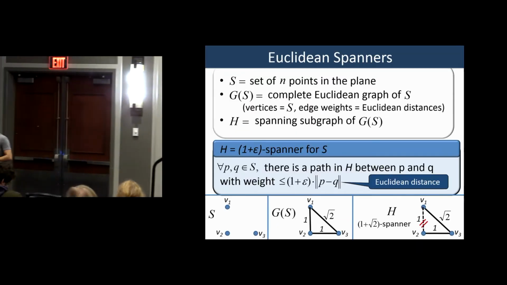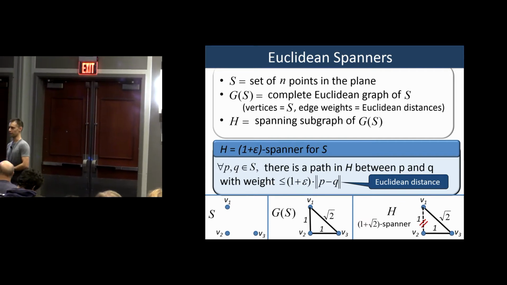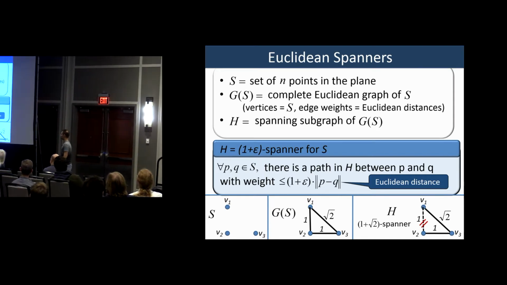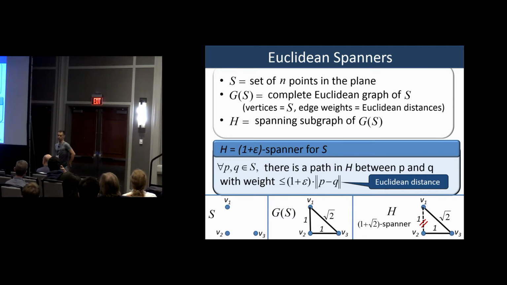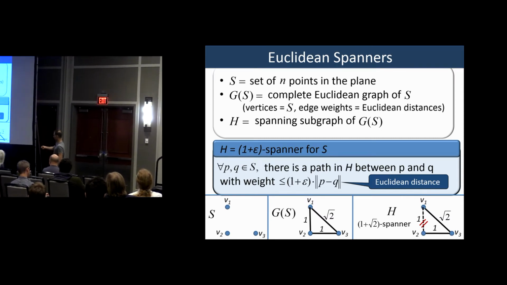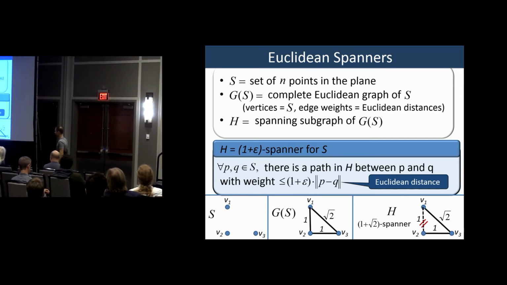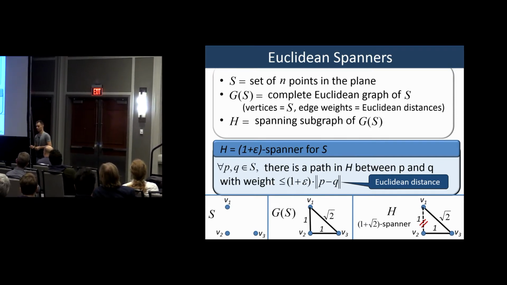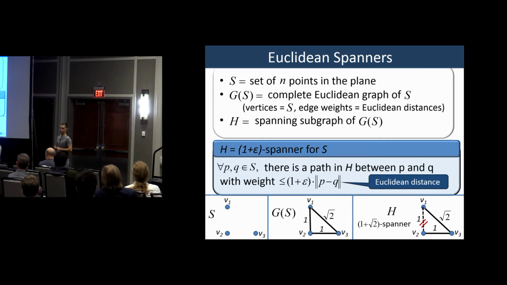So I'm going to talk about Euclidean spanners, which is a special type of spanners, where the graph is induced by a set of points in the plane or in the d-dimensional space. So let's consider a set S of n points in the plane, and you can see it here at the bottom for illustration. We're actually implicitly considering the complete weighted graph here, induced by the point set, where the vertices of this graph are the points and the weights are the Euclidean distances.